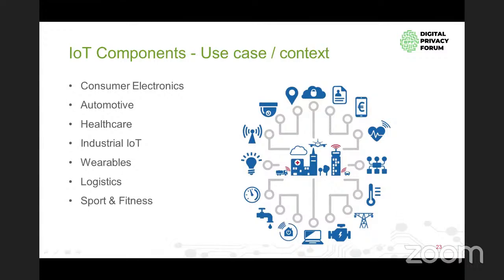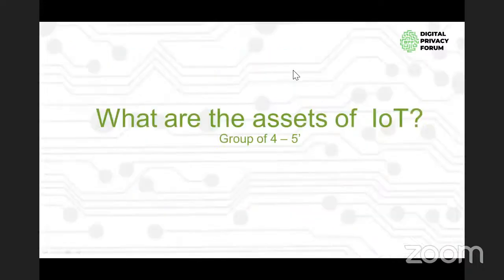So let us get into some use cases or context. Maybe you will use it for electronics, even it can be used for automotive like smart cars, so automatic vehicles. We're talking about healthcare, industrial IoT, wearables, logistics, sports and fitness. So everywhere you find IoT components. These are the use cases for IoT. So what are the assets of IoT? So let us get into that.